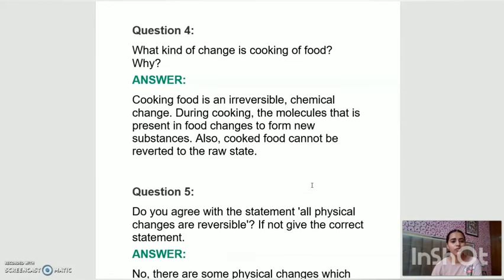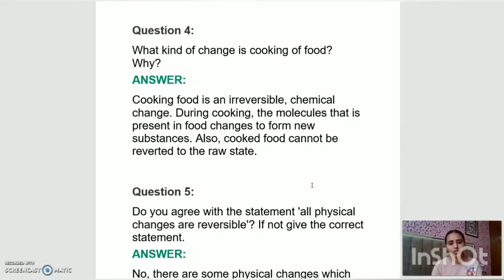Moving further, question number 4. What kind of change is cooking of food and why? What kind of change takes place when we cook food? And why? So the answer is, cooking food is an irreversible change. Once we make a dough or once we make a chapati, we cannot convert the chapati back into dough, right?